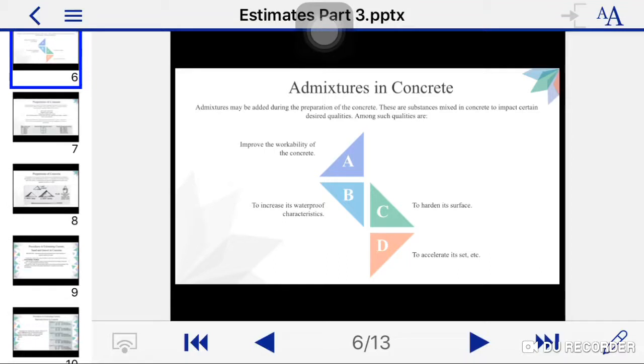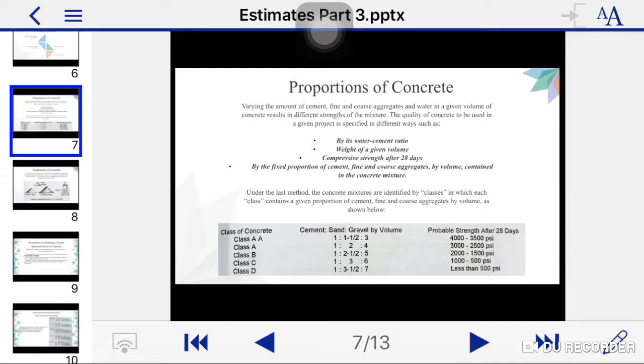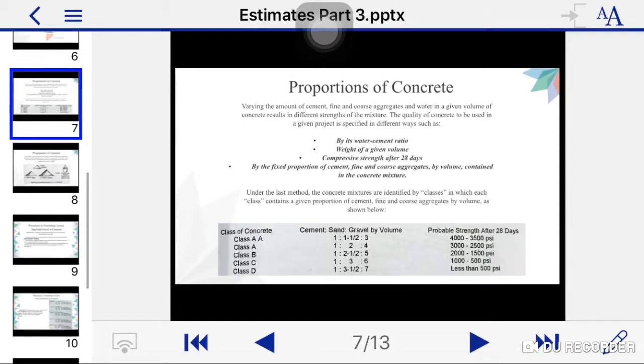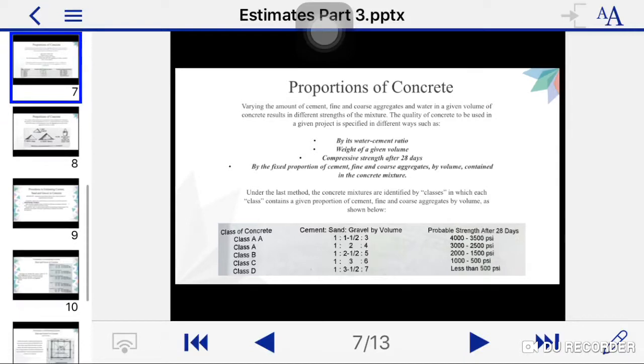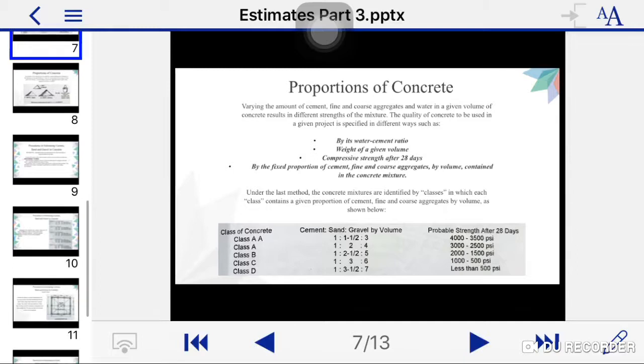Then next is for the proportions of the concrete. Varying the amount of cement, fine and coarse aggregates, and water in a given volume of concrete results in different strengths of the mixture. The quality of the concrete to be used in a given project is specified in different ways, such as by its water-cement ratio, weight of a given volume, compressive strength after 28 days, and the fixed proportion of cement, fine and coarse aggregates by volume contained in the concrete mixture.